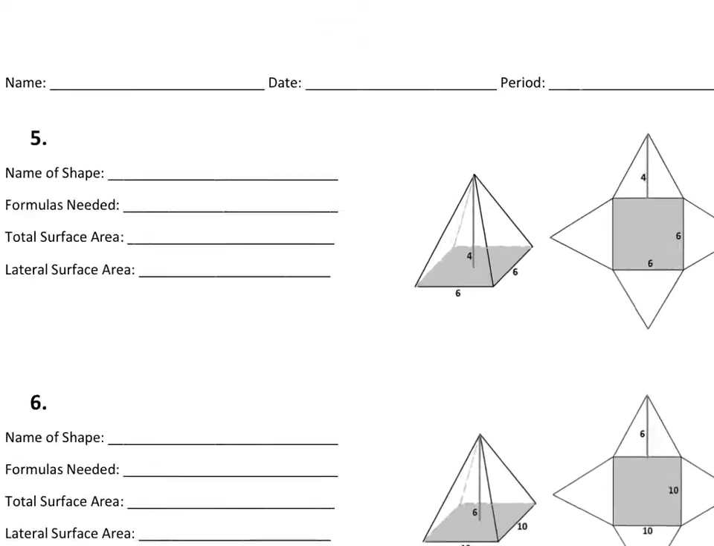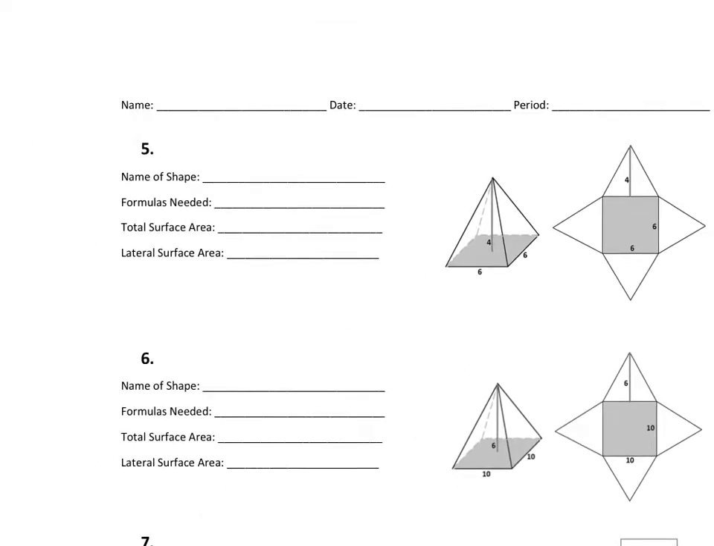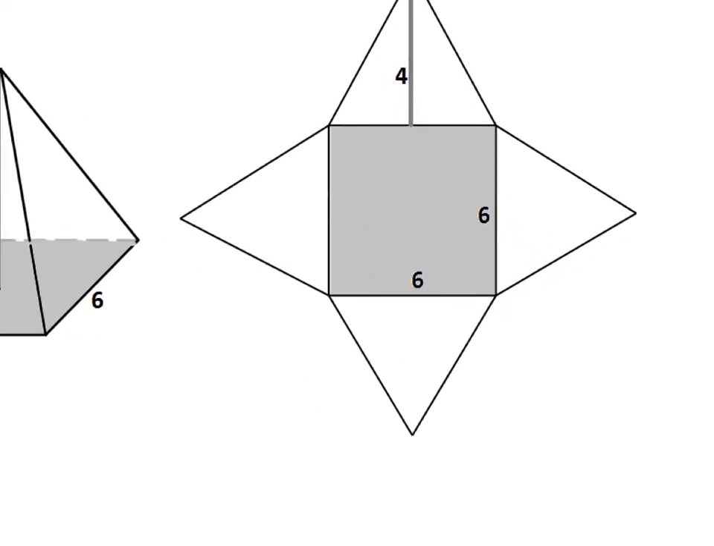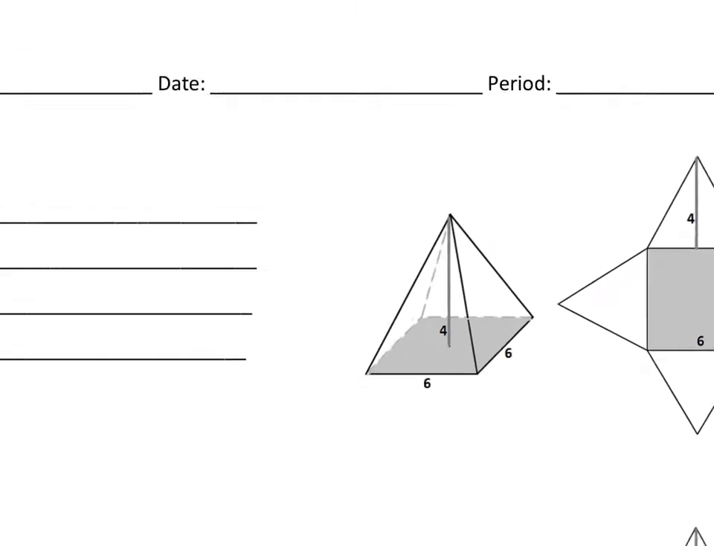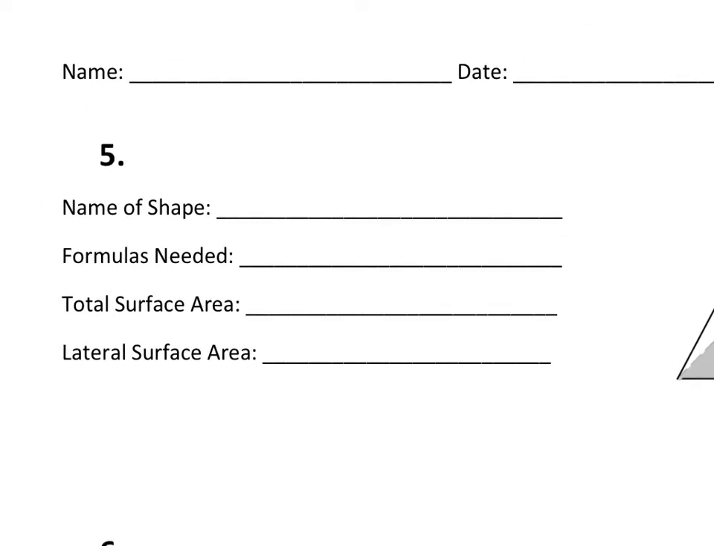I'm going to do one more of these shapes with you guys. Looking over here, this is a rectangular pyramid. And I know that because I can look at the base on it. It's technically a square pyramid because both of those side lengths on that square are the same. But I'm going to be kind of general with it. I'm going to call it a rectangular pyramid.